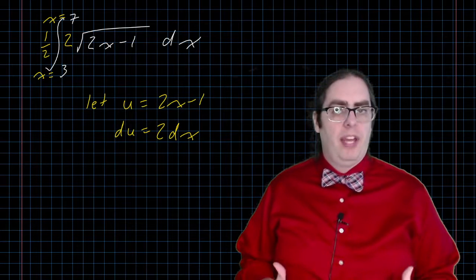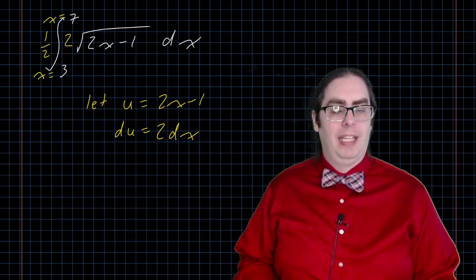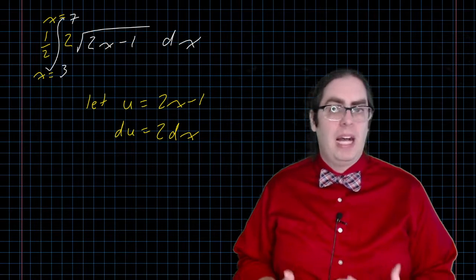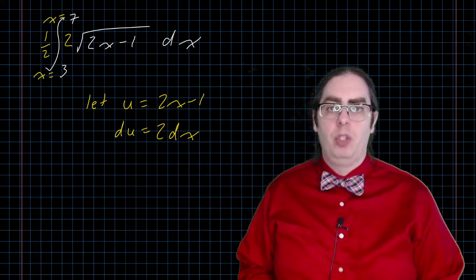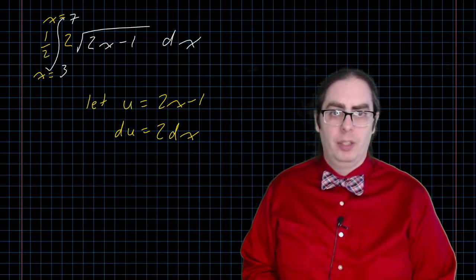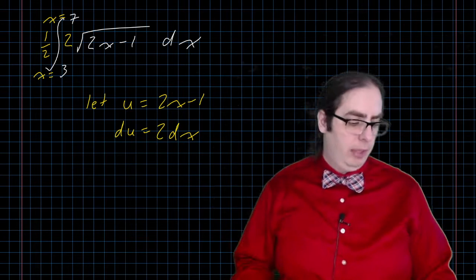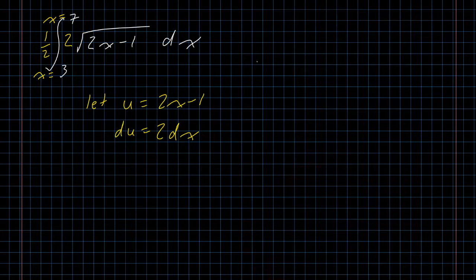I do want to mention that some resources will tell you to just continue on with the integration and remember to substitute back in, replacing u with x, and then go from there. I personally find that it's worth taking the time now to simplify the limits of integration, take that step out early, and then you don't have to worry about it later. So what I'm going to do is evaluate u at these two limits. So u of 3 is 2 times 3 minus 1, which is 5. And u of 7 is 2 times 7 minus 1, which is 13.